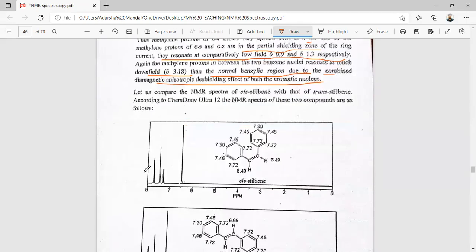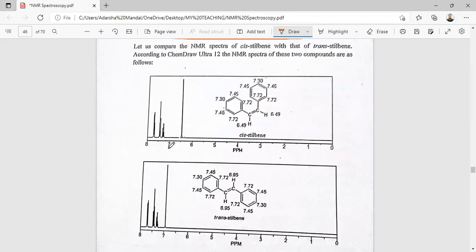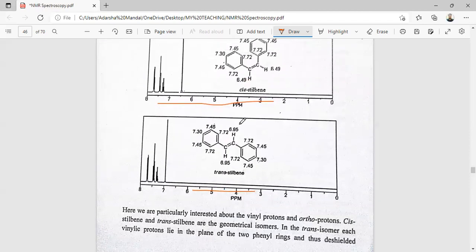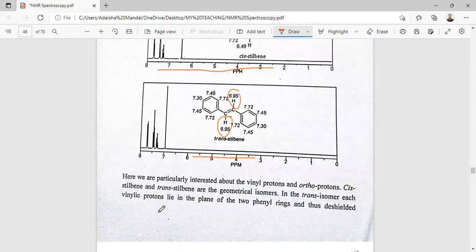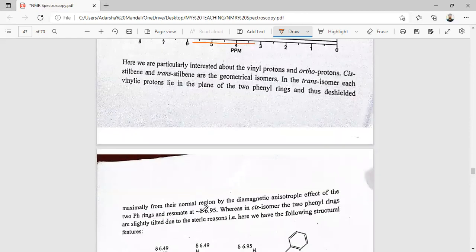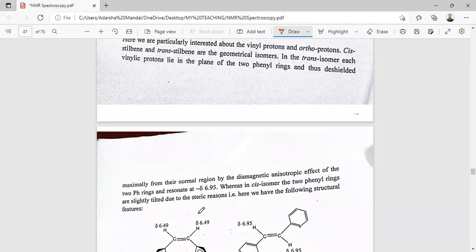So next, compare the NMR spectra of cis-stilbene and trans-stilbene. So this is the NMR spectra of cis-stilbene and trans-stilbene. So here we are interested in these two vinylic protons and the ortho protons. Cis-stilbene and trans-stilbene are geometrical isomers. So in the trans isomer, each vinylic proton lies in the plane of the two phenyl rings and is thus deshielded maximally by the diamagnetic anisotropic effect of the two phenyl rings and appears at 6.95.